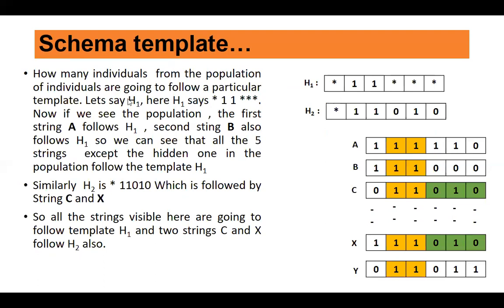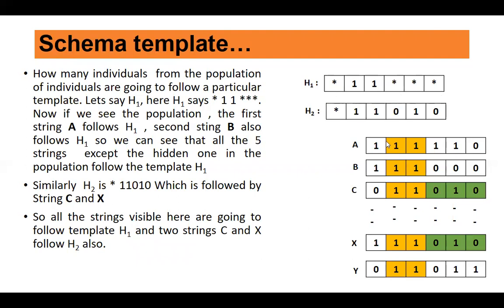Now, H1 and H2 are schema templates. And now we want to see how many of these individual strings in this population pool belong to or follow these schemas, right? So how many individuals from the population are going to follow a particular template or schema? So let's say H1. Here H1 says star, 1, 1, star, star, star.